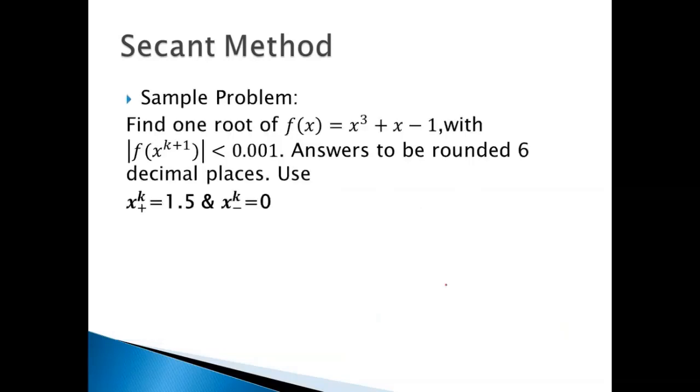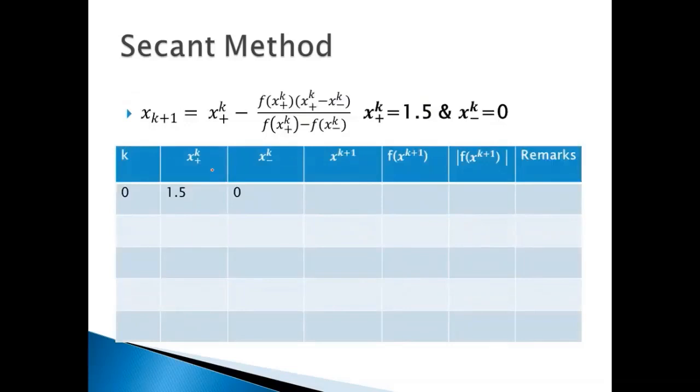So for example, the same example that I used with the bisection, they are all the same. But here, the initial guesses I already placed. So we have x plus being 1.5 and then x minus being equal to 0. The criteria for termination is the same. So the same table, what is entirely different is the iterative formula. So we have x plus 1.5 and your x minus is equal to 0.